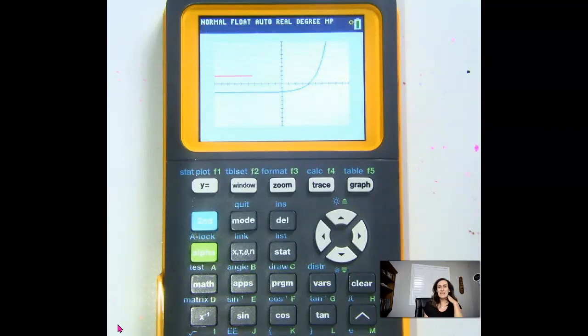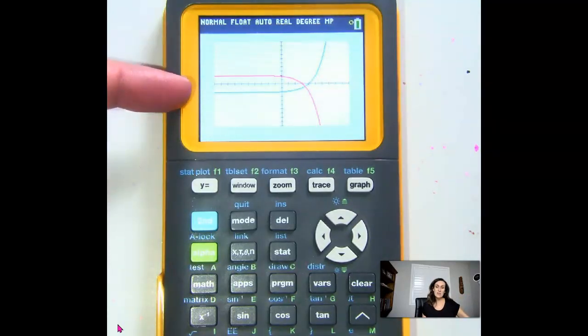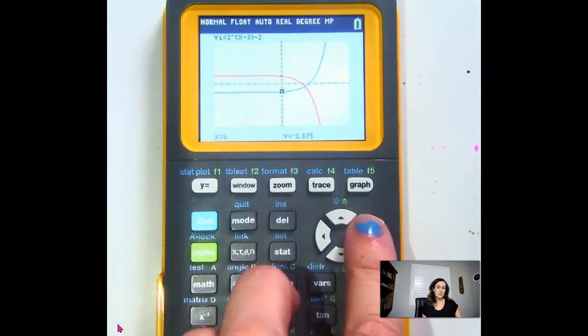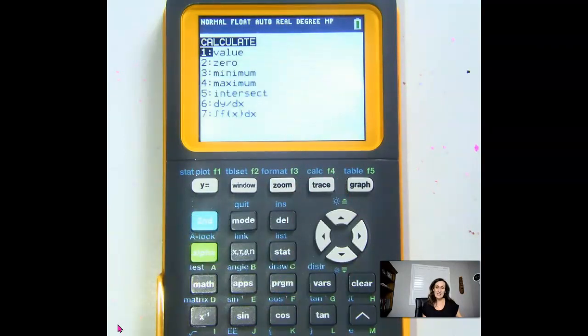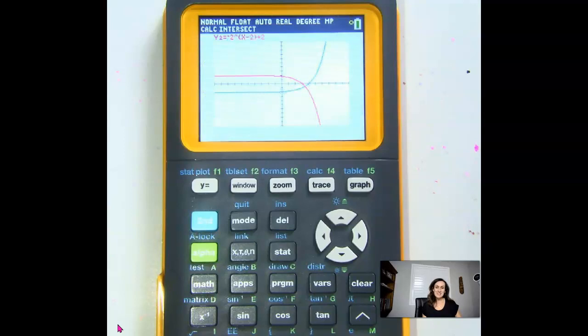And by the way, if you do not see your intersection in the window, you'll need to zoom out because it won't calculate it if you don't see it. But I do see it. So second, calculate, and then I've got intersection, enter, enter, enter, and 3.415.